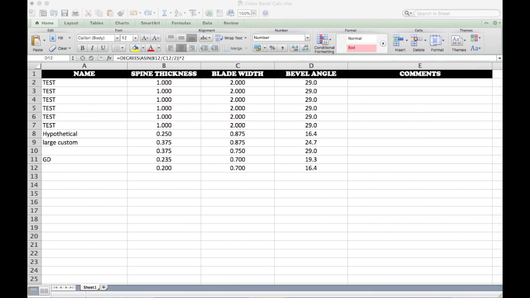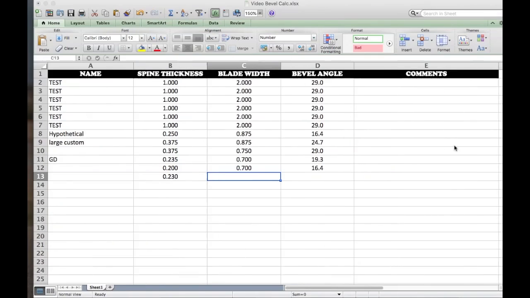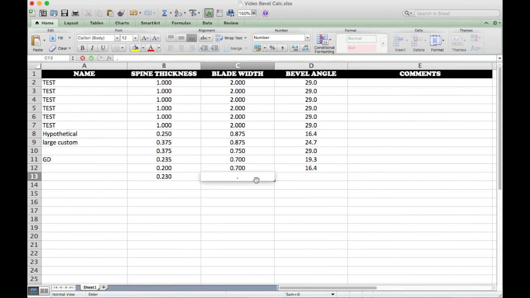So then I said, all right, well, let me do this. Let me measure the spine thickness. It came up at 230 thousandths. And this thing was 15/16 wide. So 15 divided by 16 is .937. All right. So now it's 14 degrees, 14.1. Let's say 14 degrees. That's a little bit steep.